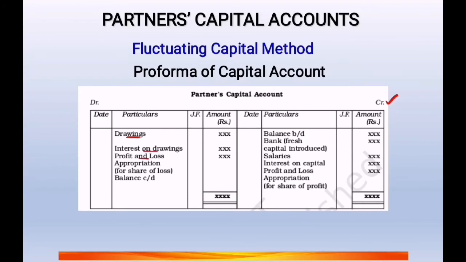And finally, after putting all the items, the credit side is deducted from the debit side in order to find out the closing balance of the partner's capital account. It means that all the items related to a partner should be shown in the partner's capital account.